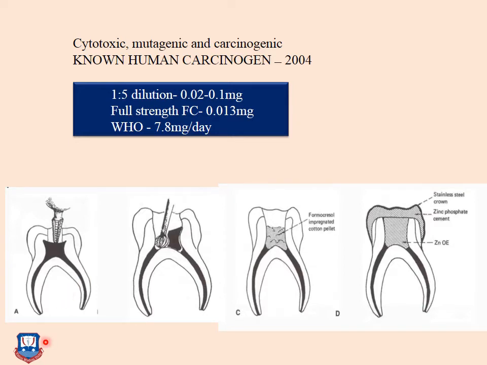7.8 milligrams per day. So in pulpotomy, what you see here, first the coronal portion of the pulp tissue is removed. So once the coronal portion of the pulp tissue is removed, a cotton pellet impregnated with formocresol is placed on the amputated pulp stumps for 4 minutes, after which the cotton is removed and zinc oxide eugenol is placed, on which a stainless steel crown is placed.